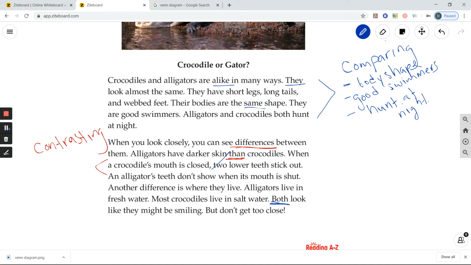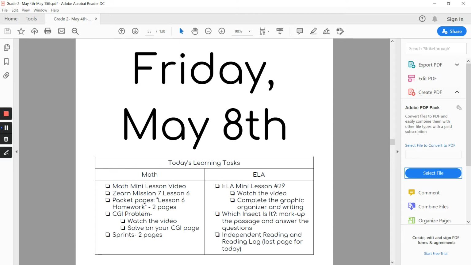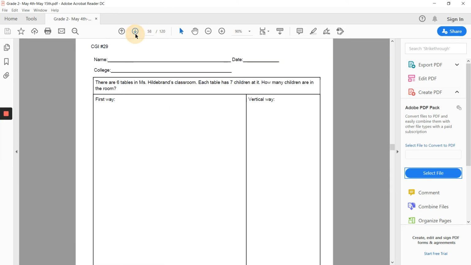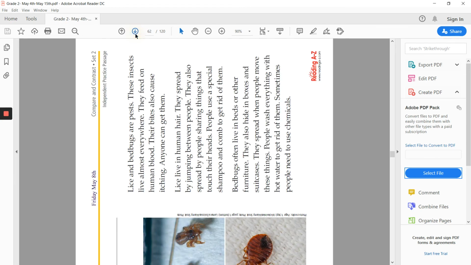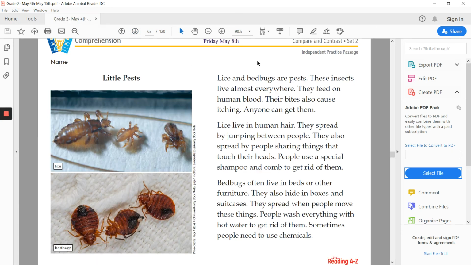Open up your packet to Friday's section and we'll turn to the article and graphic organizer for today. This article is called Little Pests. And if I'm looking at the photograph, I notice that there are two different labels, lice and bed bugs.